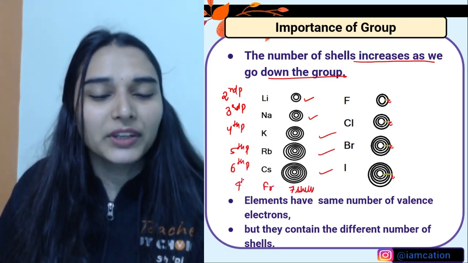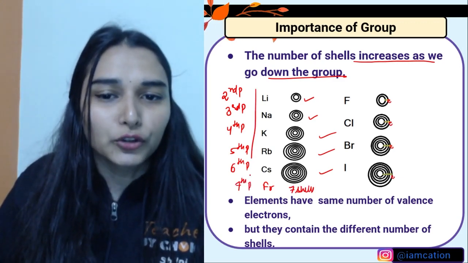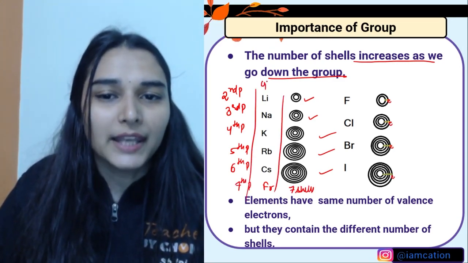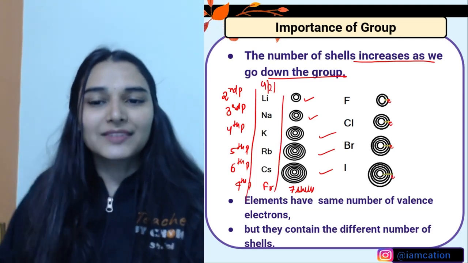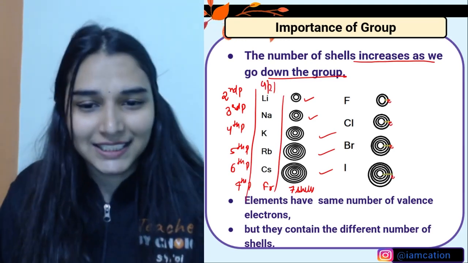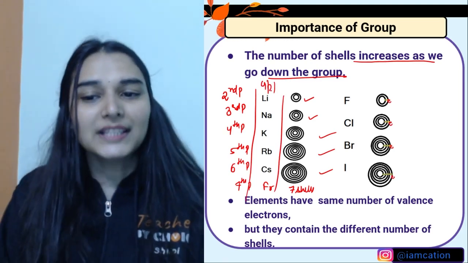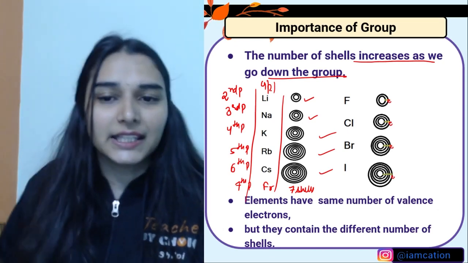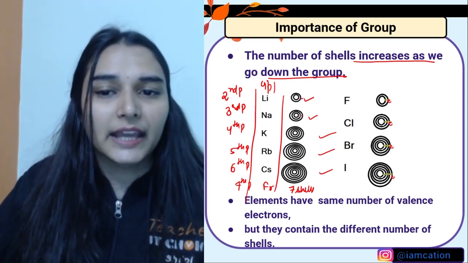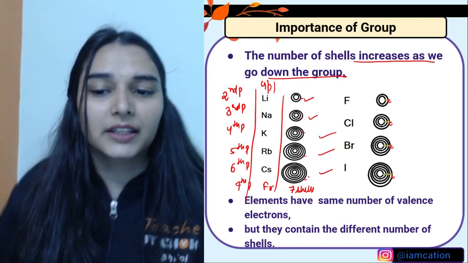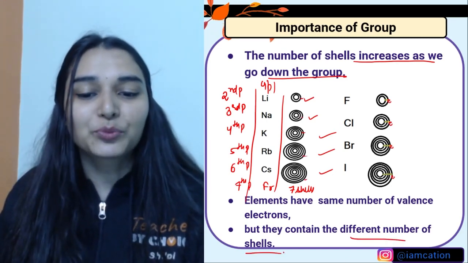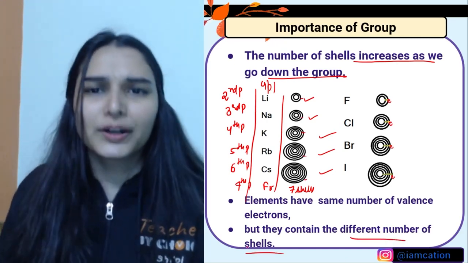So what is happening when you are going down in a group? This was a group number 1. When we move down in a group, then we see number of shells are increasing. Although elements are having the same number of valence electron, मतलब valence electron सब में एक है, 1 1 1 1 1, but they contain different number of shells. ये तो आप कर सकते हो.